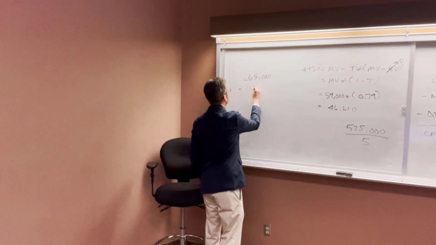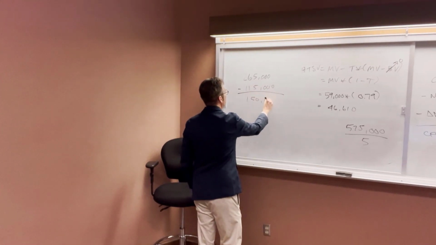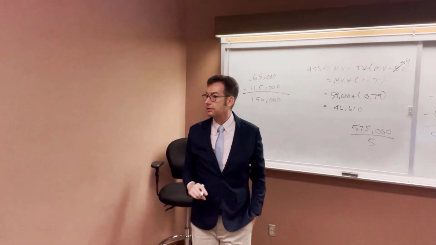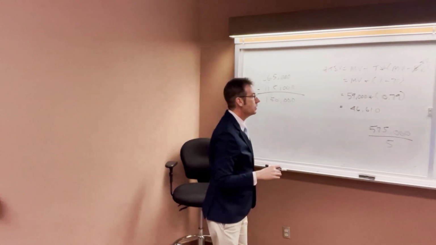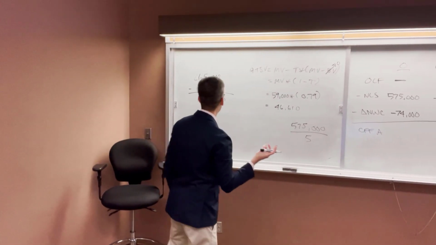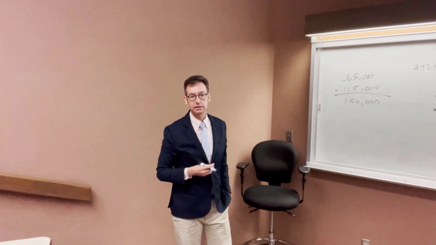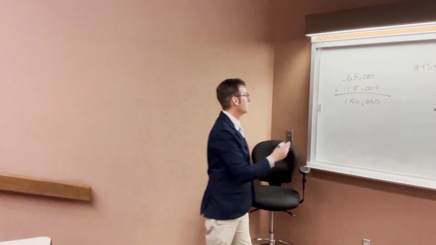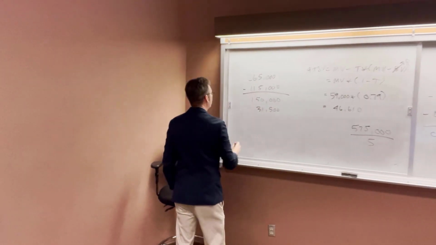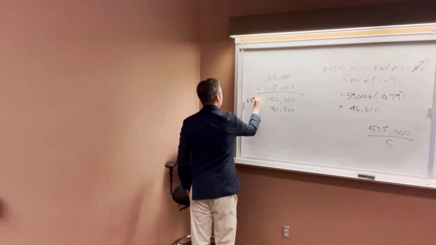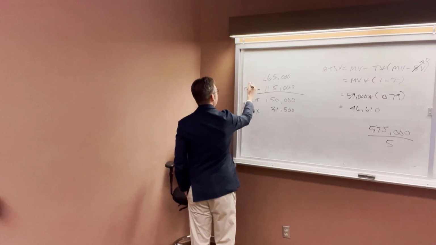Okay, minus 115,000. I believe that's 150,000 in my pre-tax income, right? Okay, so our tax rate is 21%. Can someone tell me what 21% of 150,000 bucks is? 31,500. Very good. Okay, so now I have basically EBIT, I have taxes, and I have depreciation.